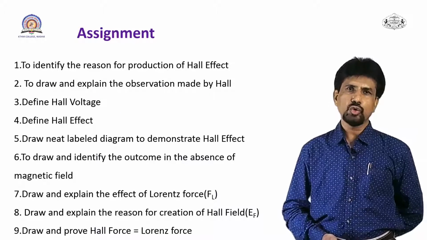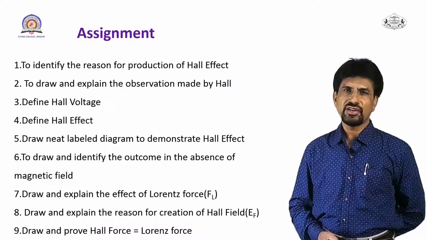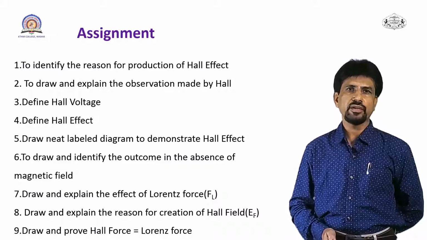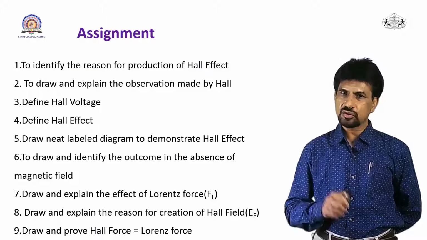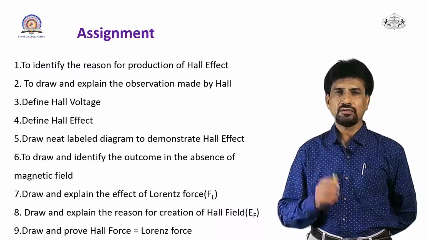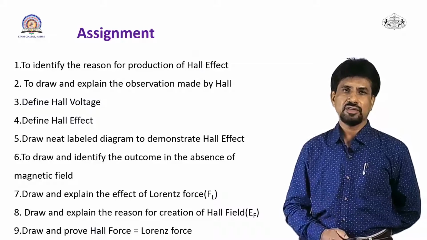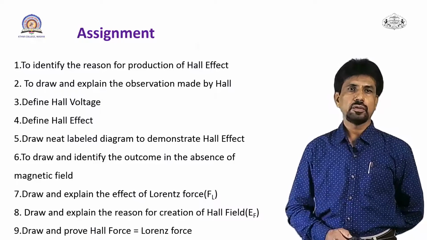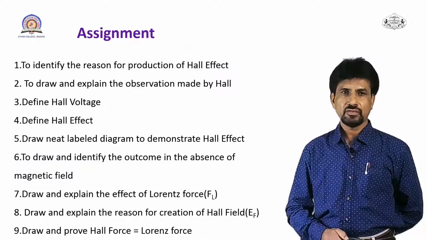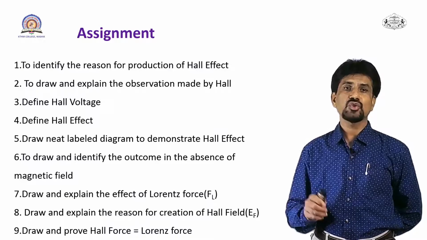Friends, I want to give some assignment on the Hall effect, the mobility and the Hall angle here. The first is to identify the reason for the production of the Hall effect. The second is to draw and explain the observations made by Hall. The third is to define the Hall voltage. The fourth is to define the Hall effect. The fifth is to draw the energy level diagram to demonstrate the Hall effect. The sixth is to draw and identify the outcome in the absence of the magnetic field.